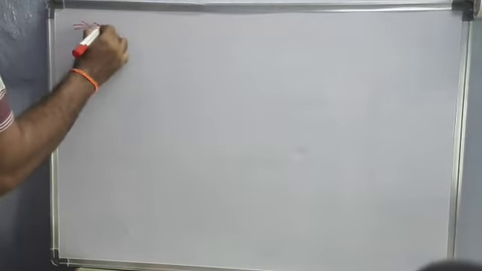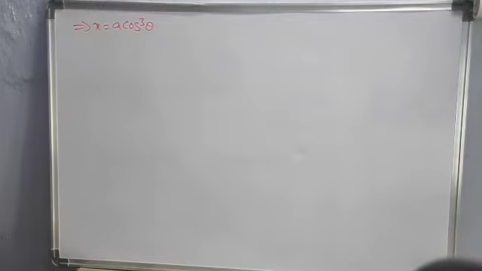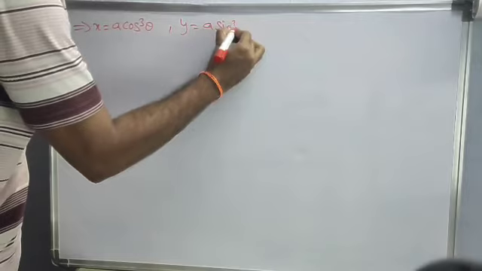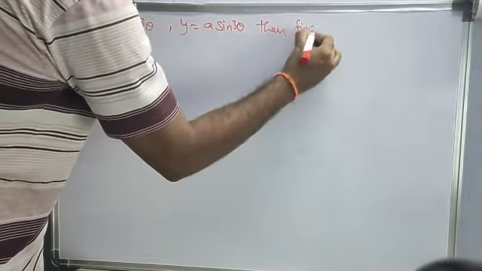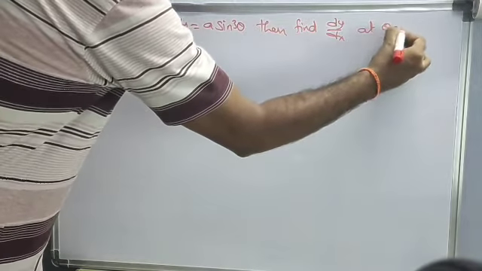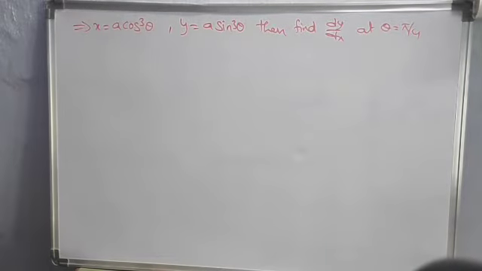x equal to a cos cube theta, y equal to a sin cube theta, then find dy by dx at theta equal to pi by 4. Okay, so this is our question.